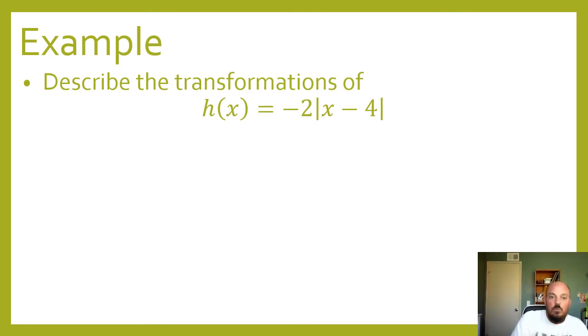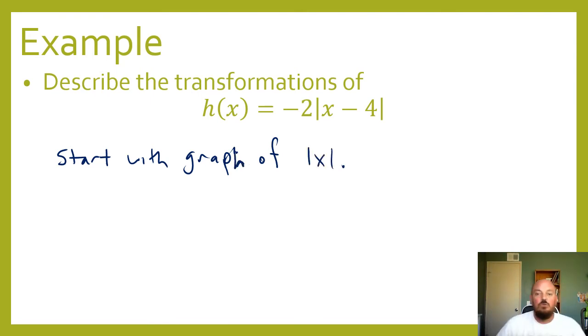So I'm going to say number 1, let's start with the graph of absolute value of x. Remember, if you're going to do transformations, you have to have something to transform or something to change. So I always state what I'm starting with. I'm starting with that regular V shape. Now, what I see when I look at this is actually 3 transformations. I'll color code them to match with my answer.